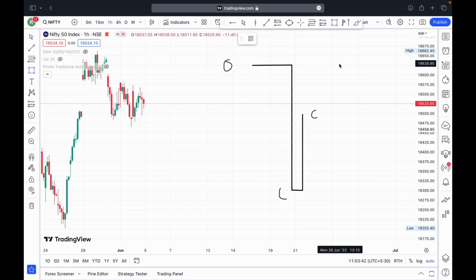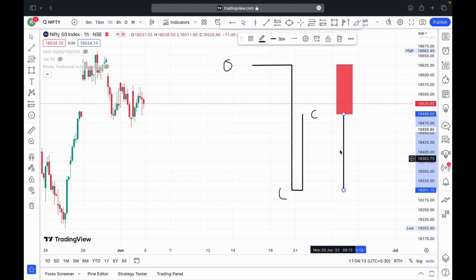I can visually represent this whole thing in a different way also, like this. This is the opening price, 18,600, and this is the closing price, 18,500. After that, the market has gone from 18,500 down to 18,300. So this is our wick, this is our body, and this whole thing is the candlestick which we were talking about.